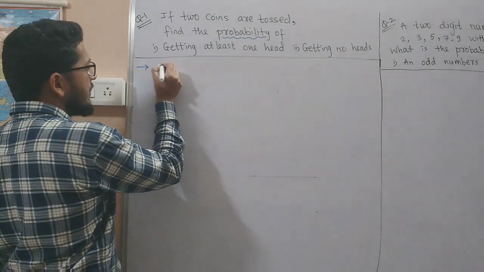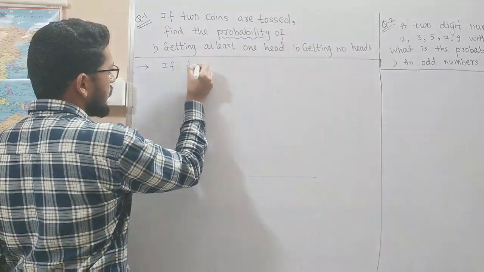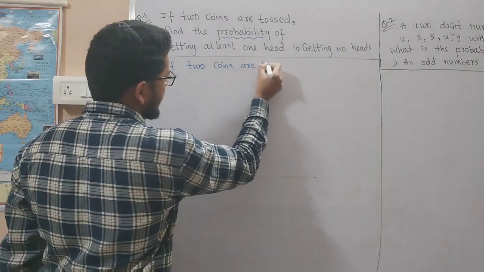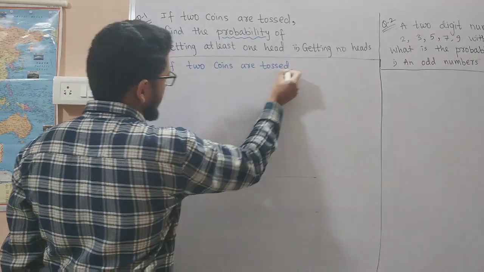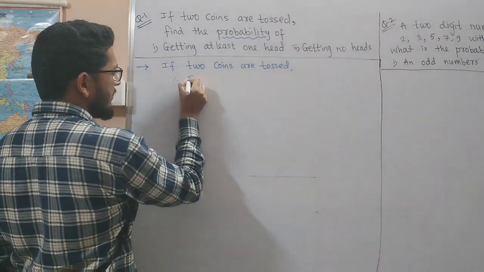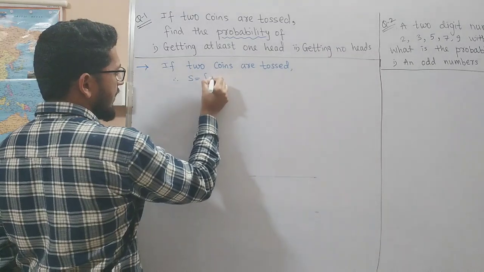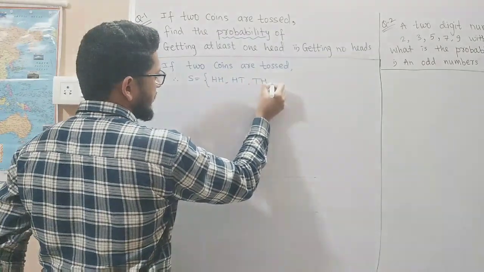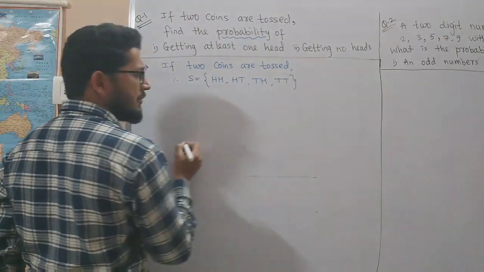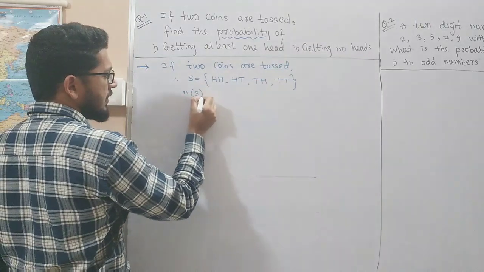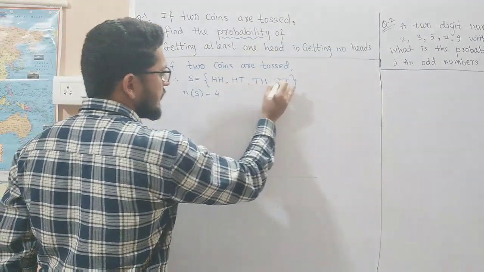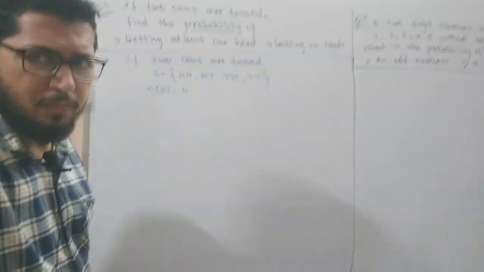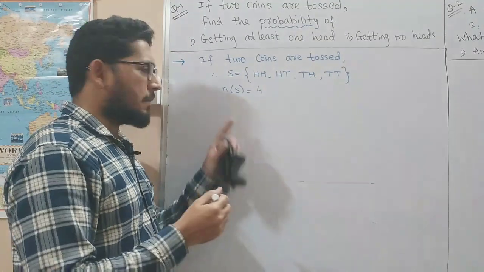So we'll write here, if two coins are tossed, therefore what will be the sample space? Sample space would be HH, HT, TH, then TT. This will be the sample space. So n of S will be कितना आएगा, 4. 1 2 3 4. If two coins are tossed, then there will be this many sample points. Okay. So this is the sample space.